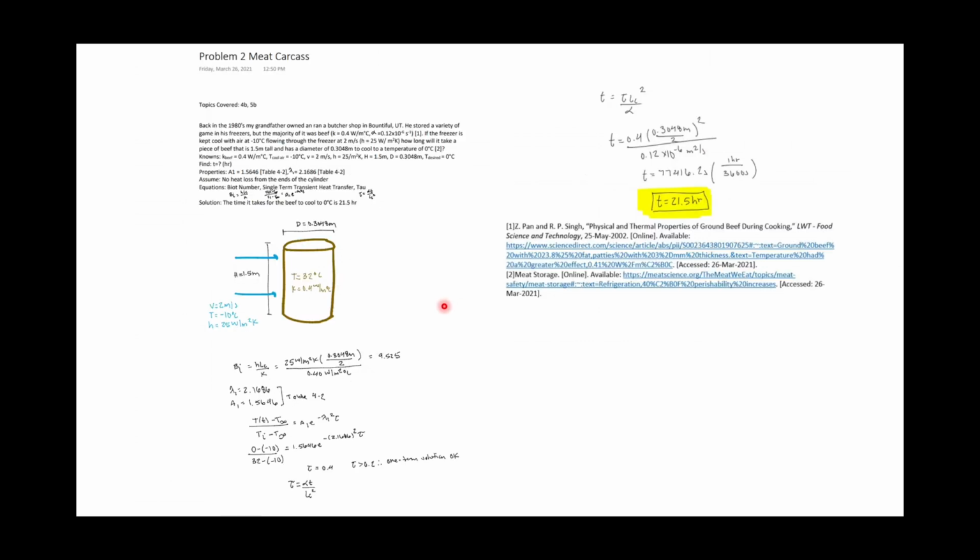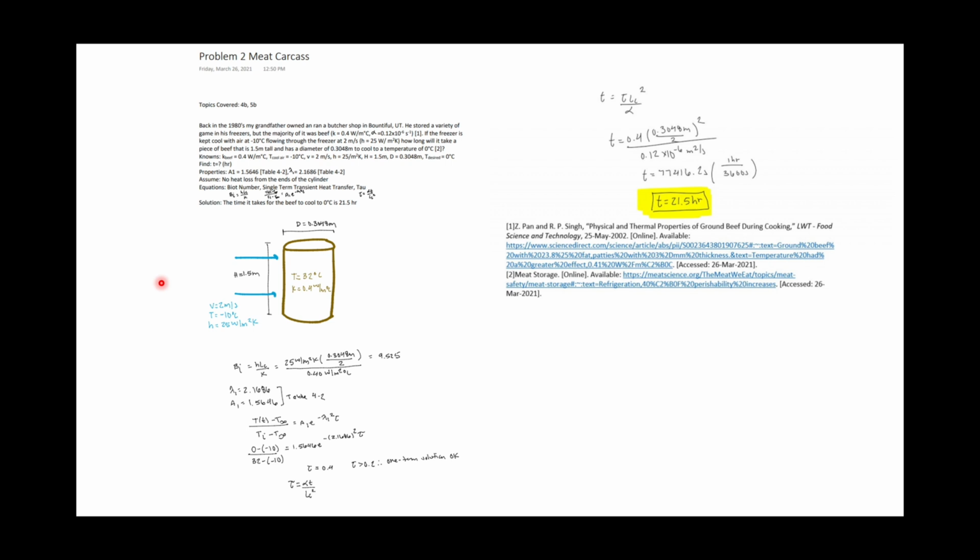Hello, in the next problem we are going to be analyzing the temperature changes of a meat carcass using transient heat transfer equations. Here we are given the initial temperature of the beef along with the temperature of the flowing air, cool air, and given the dimensions of the sphere. Here we will be treating the carcass as a sphere.